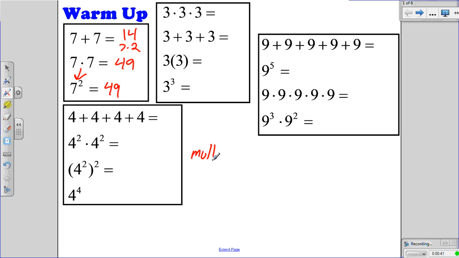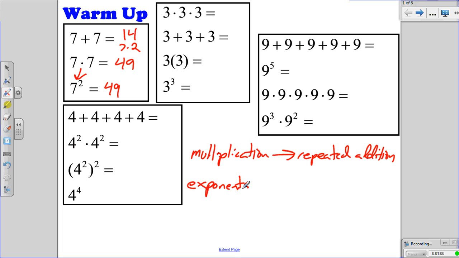Multiplication is repeated addition. Okay. Whereas exponents is repeated multiplication. Okay, so that is the key difference here between the two.